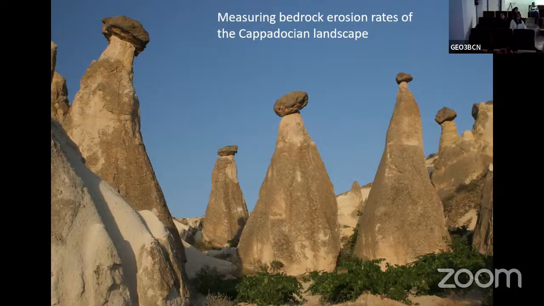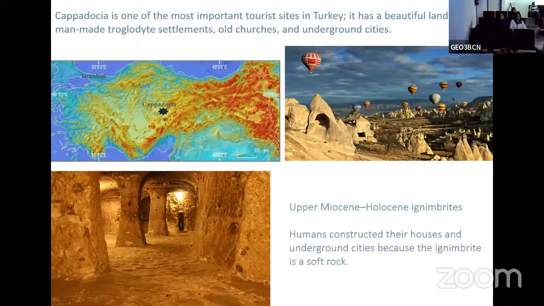So we want to know how fast this landscape is eroding, and you can do that with cosmogenic dating. This is of course a very touristic area, with lots of very popular balloon flights and underground cities. It's a soft material. People, the first Christians especially, came and carved into the rocks in the area.